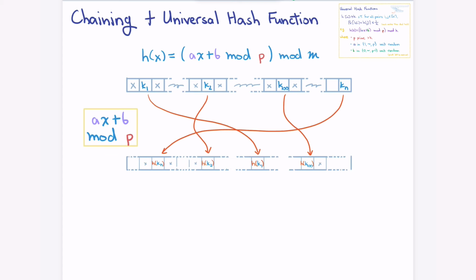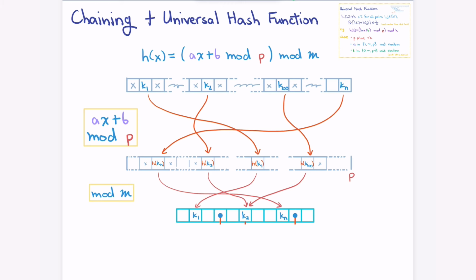So, the first step, you do your ax plus b mod p, mod the size of the array, and you hash things down. And then you do mod m, where m is the size of your array. I kind of switched from k to m on you, sorry. And when you get collisions, we're just going to have a linked list.